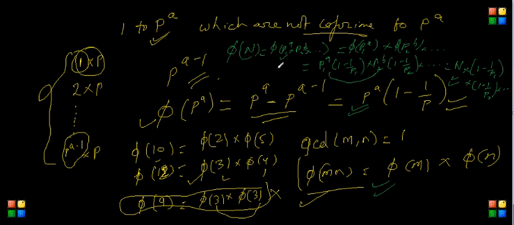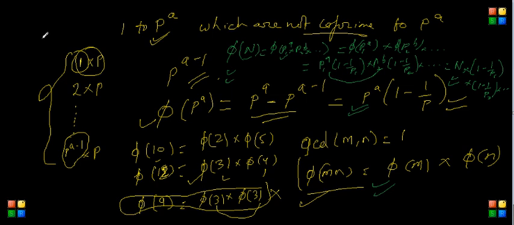Phi of n finally we get as n, the natural number n itself, into 1 minus reciprocal of the first prime number into 1 minus reciprocal of the second prime number, and so on and so forth. So here we have deduced, by using the basic definition of the Totient function, the general expression of phi n.